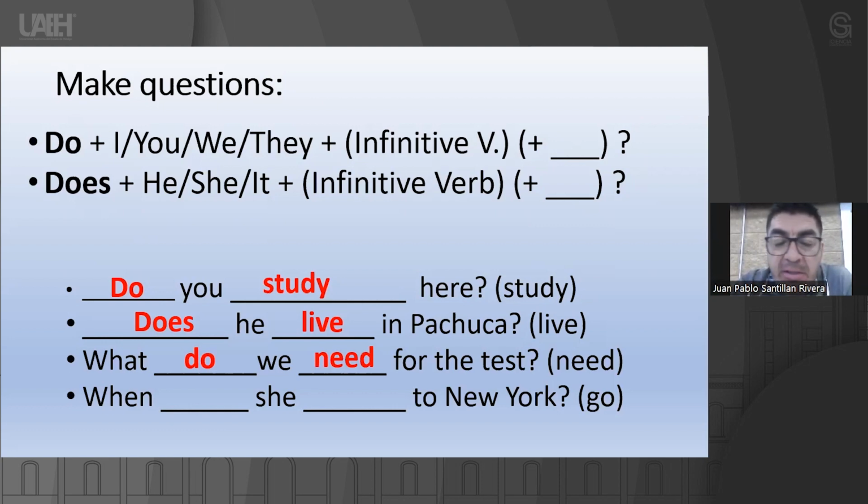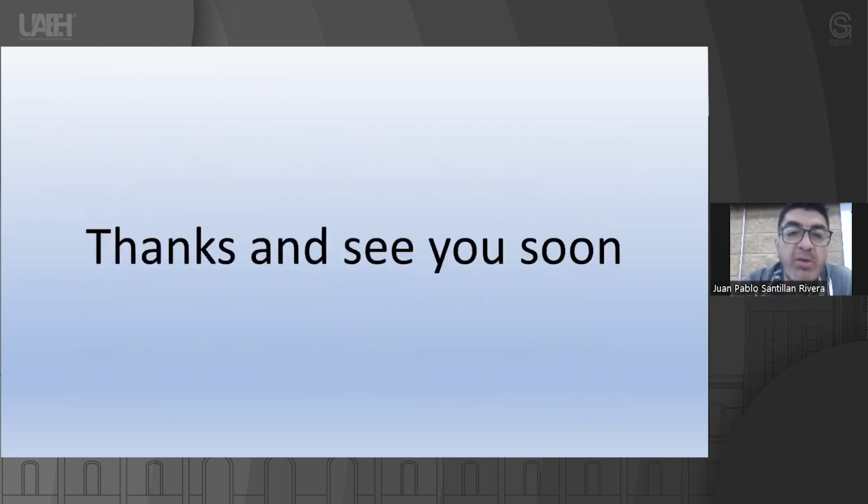Okay. The next example, we say when, time. When something, she, something to New York. And then we have the verb go. When she, we use the word does. When does she go to New York? Okay, and this is the way we use the simple present tense.